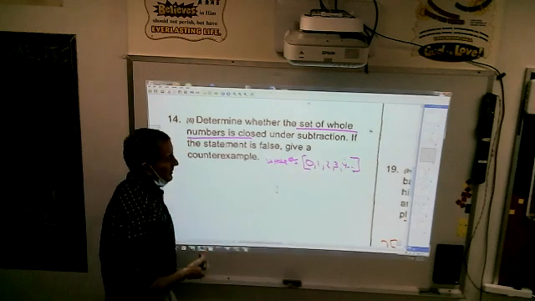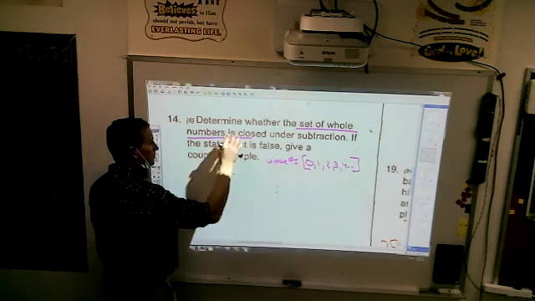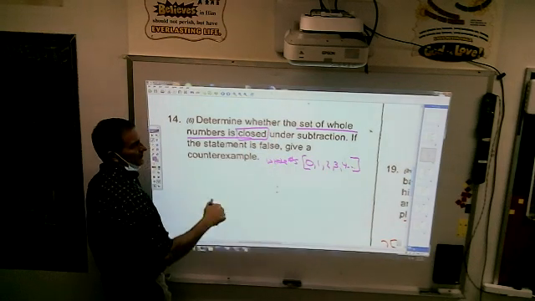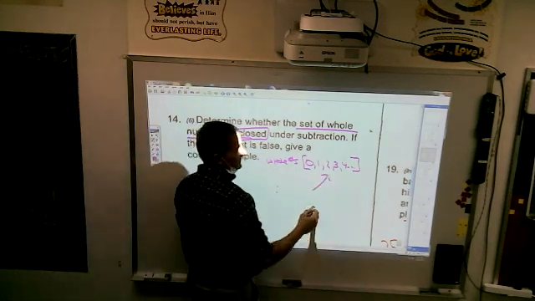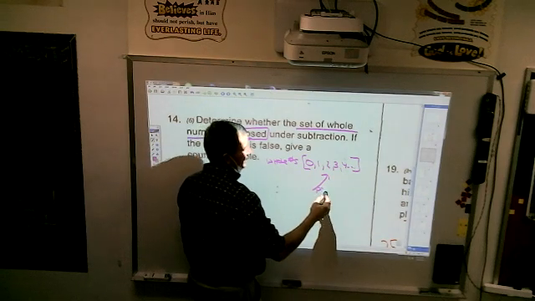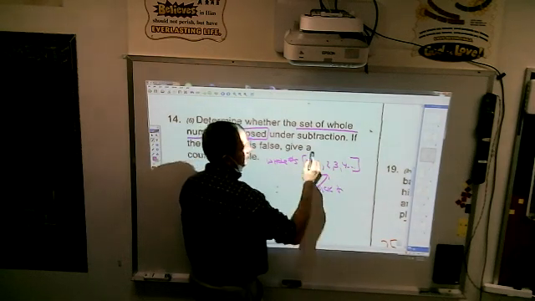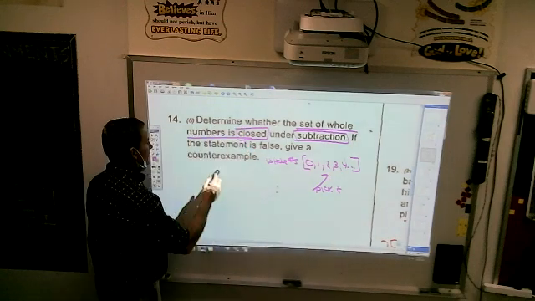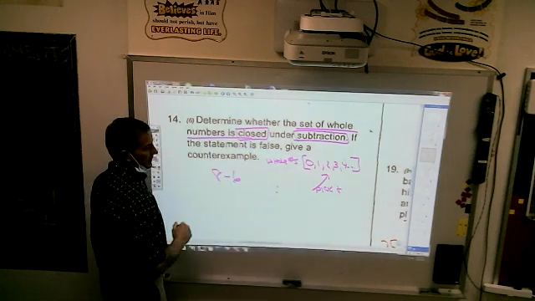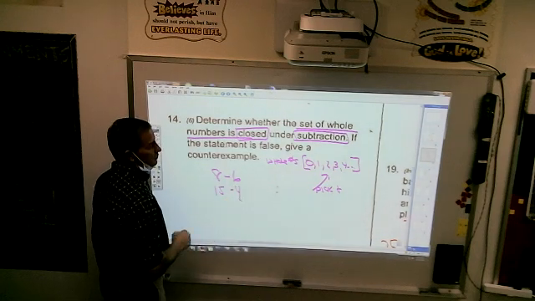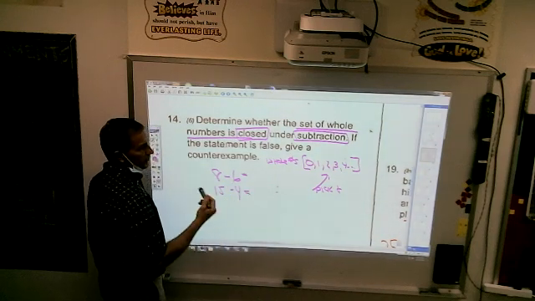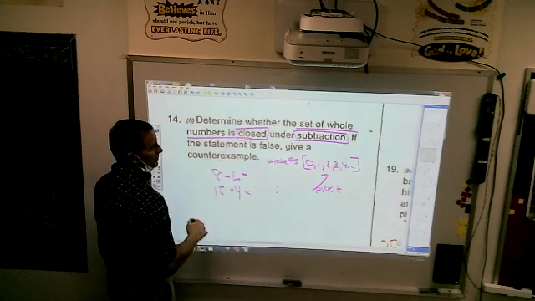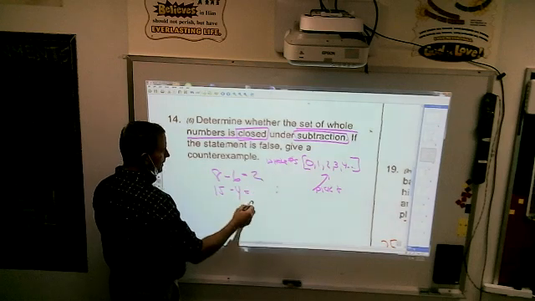So the question is this. Is it closed under subtraction? The word closed means that you pick any of these numbers and perform this operation. Pick any two whole numbers and subtract them. 8 minus 6. Maybe 15 minus 4. And you subtract them. Will you get a whole number? If you do, then it's closed. Do you always get a whole number when you subtract two whole numbers? I get a 2 and I get 11.